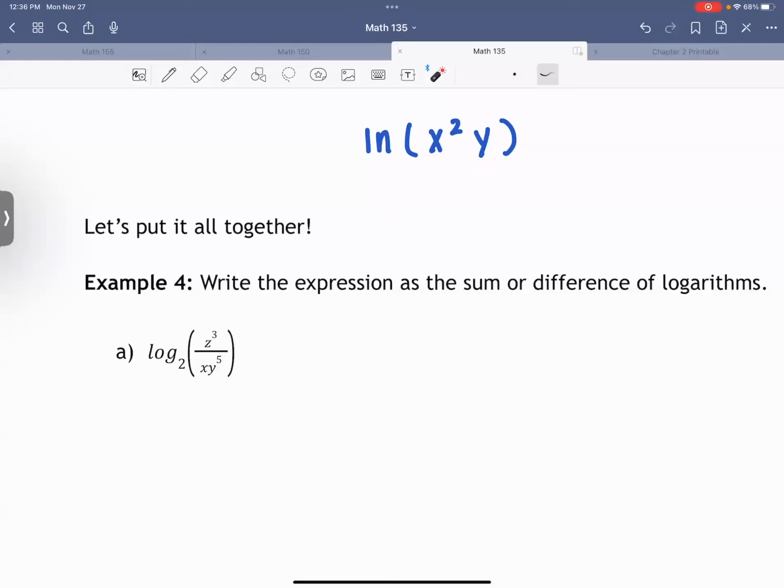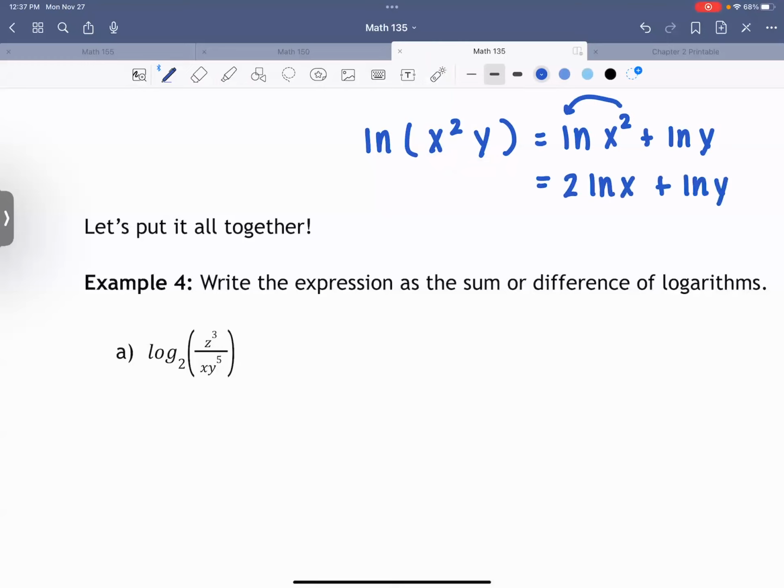Okay. So this would turn into, well, first I would split up the multiplication, ln x squared plus ln y. And then I would move the power up front to be 2 ln x plus ln y. So let's say it was ln x squared y squared. Would you do the power first then? Like if it's like both?